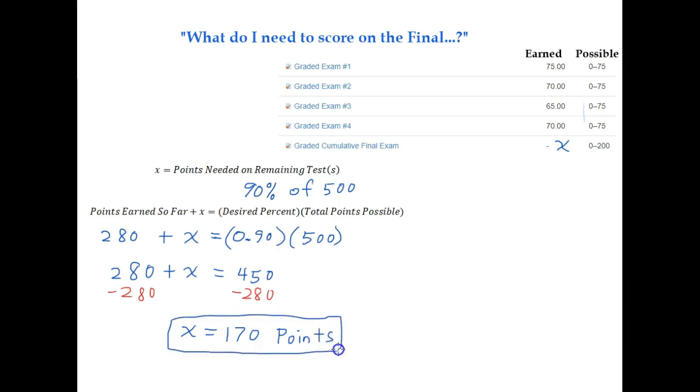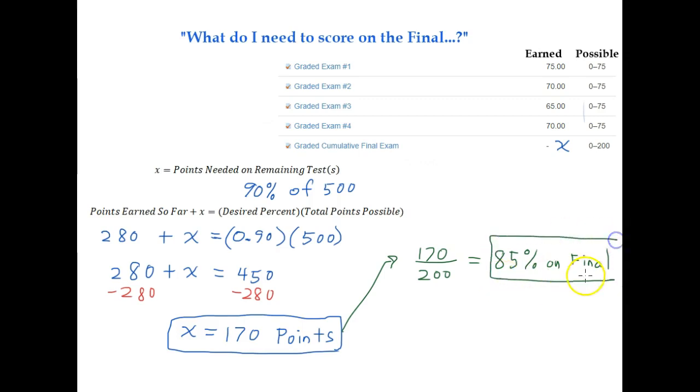Good thing, because you can't earn 170%. But 170 points, then, we can figure out what that translates to, of course. The 170 points out of a total of 200 would equal an 85% on the final, if you want to look at it that way. But those are two different ways to look at it. Either 170 points or an 85% on the final. And this student has maintained a bit of a buffer here, so they can get an 85% and still get a 90% in the whole class.